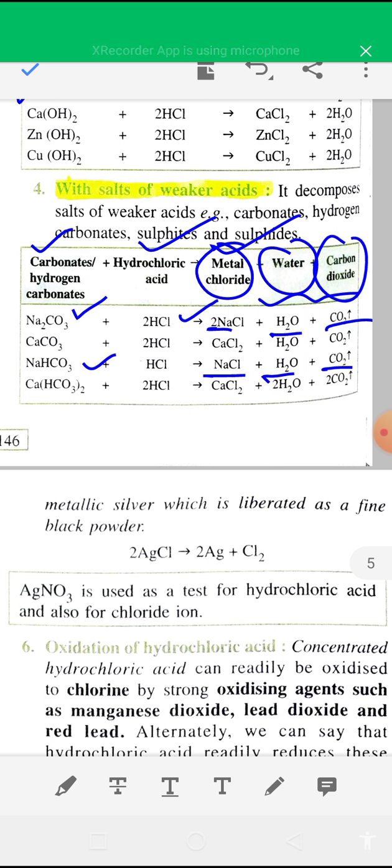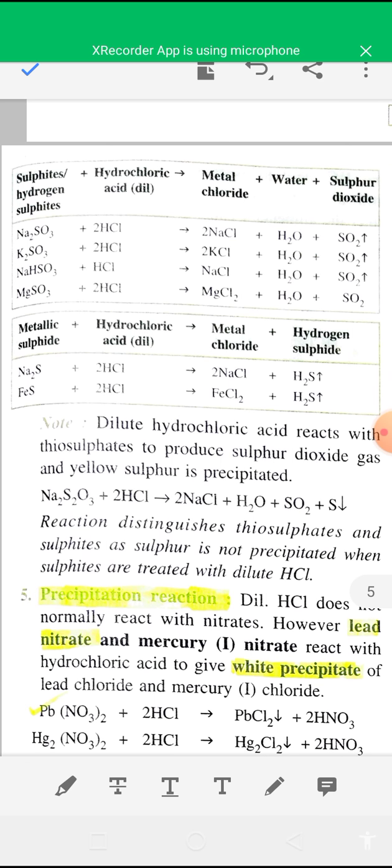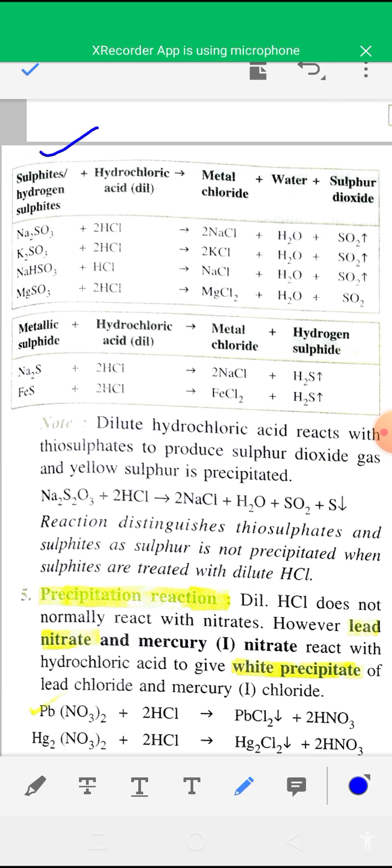So when a metal carbonate or bicarbonate salt is treated with hydrochloric acid, you will get salt, water and carbon dioxide. Remember, the gas formed is carbon dioxide gas. Okay. Similar type of reaction when metal sulfite or hydrogen sulfite are treated with hydrochloric acid. You will get metal chloride, water and sulfur dioxide gas. In this case, you will get sulfur dioxide gas, not carbon dioxide gas.